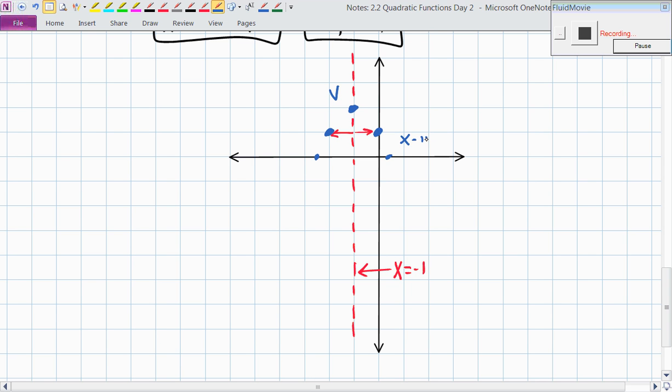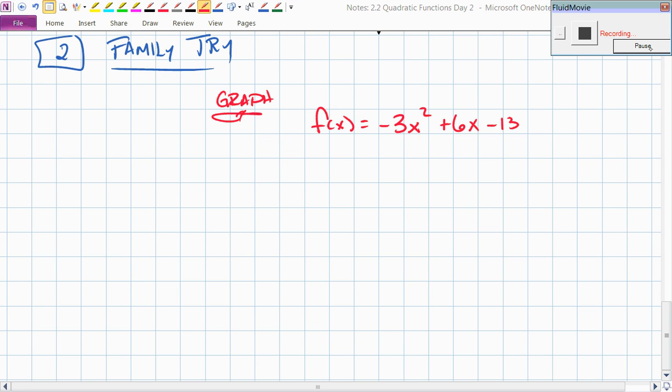So x-intercept there, x-intercept there, y-intercept here. That is all the information that I need to smoothly and accurately draw it. Okay, so with your families, please graph going through all those 5 steps: negative 3x squared plus 6x minus 13.